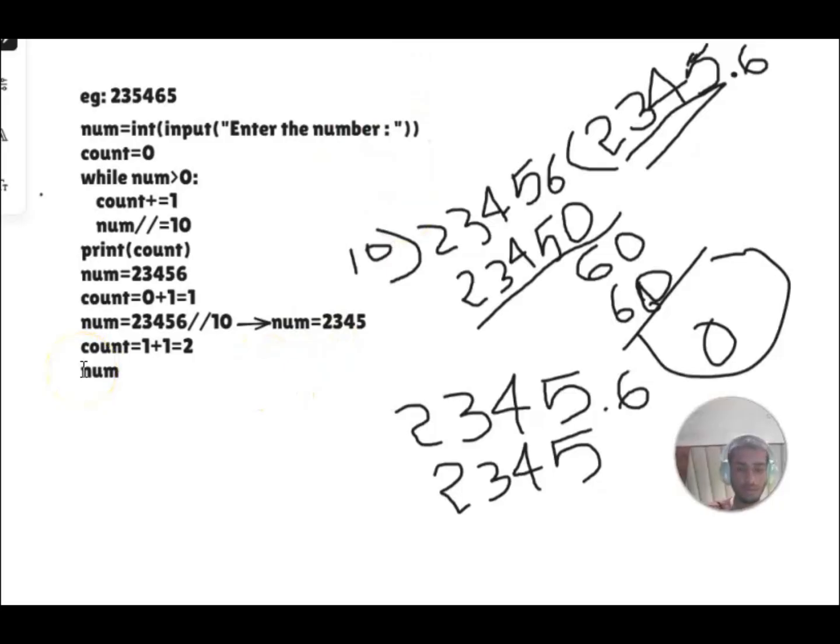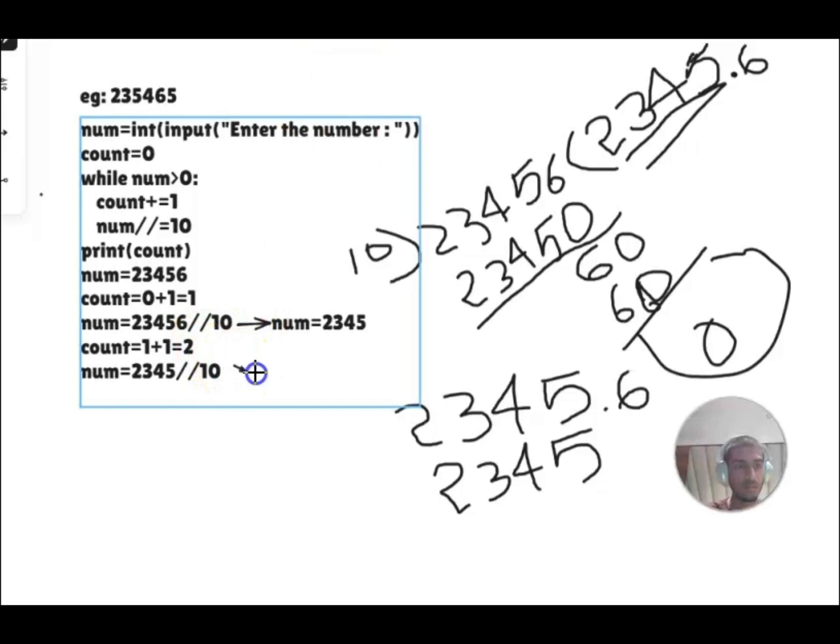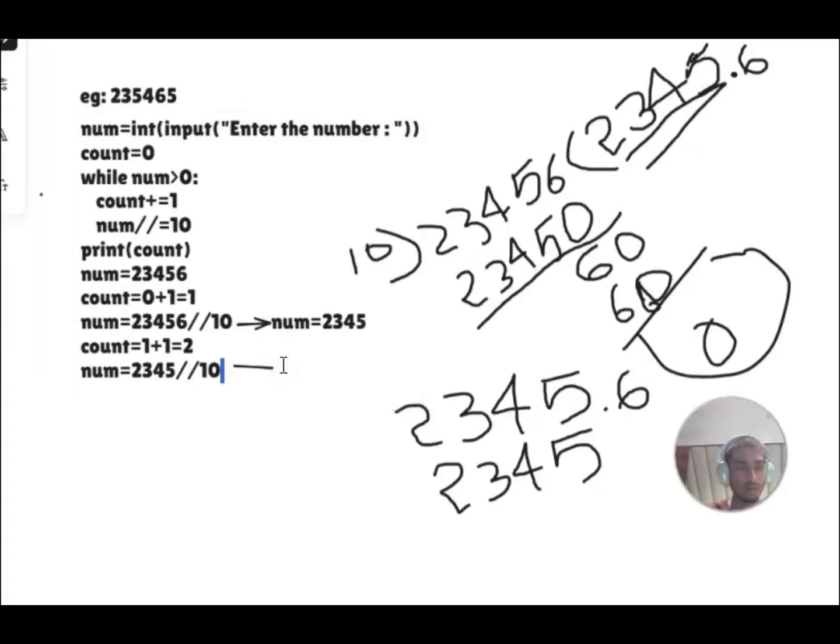Then you do the float division with the step. So it will be 5 float division with 10. Now it will become 1.3, 4. And this is going to continue here.